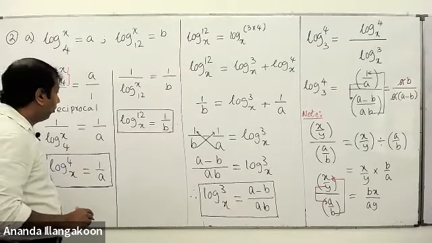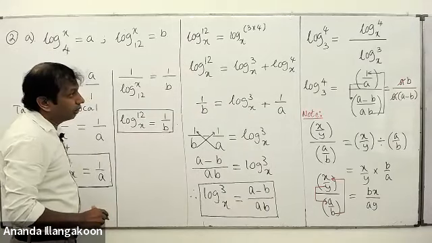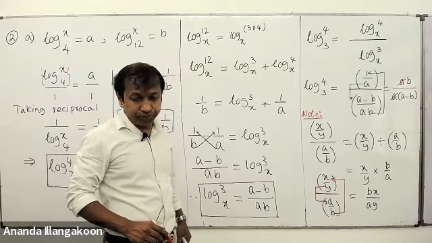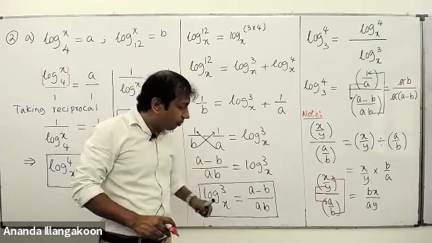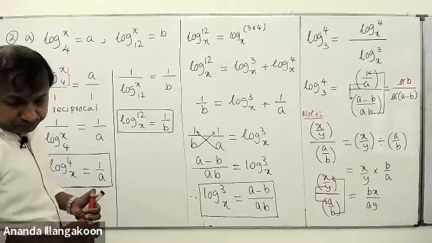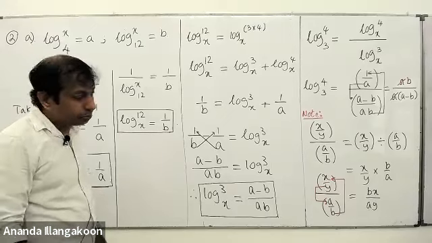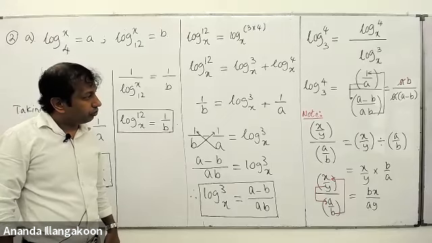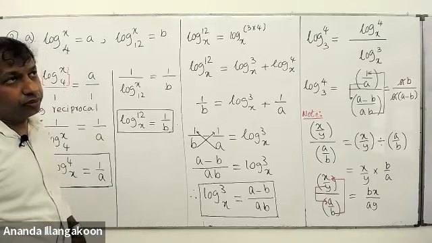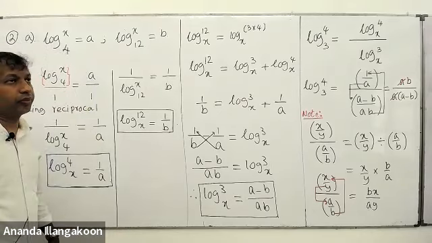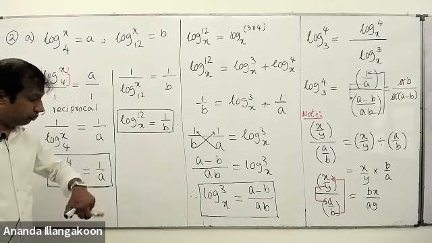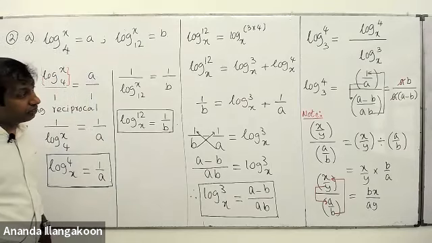Therefore, I can write that answer: log 4 to the base 3 is b upon a minus b. Right, this note sometimes may be important, people. If so, you can write it down. First answer is okay, no?